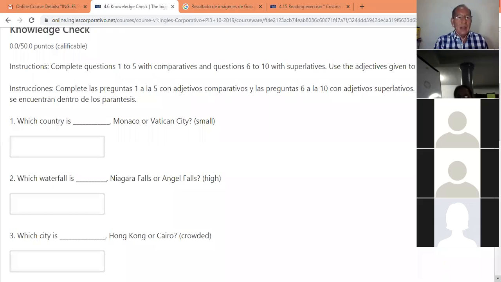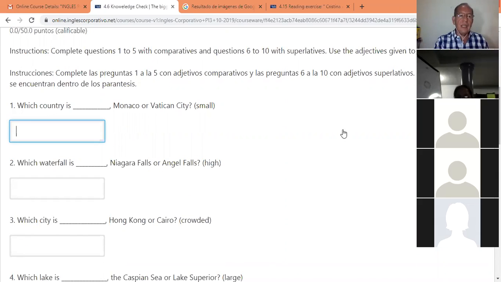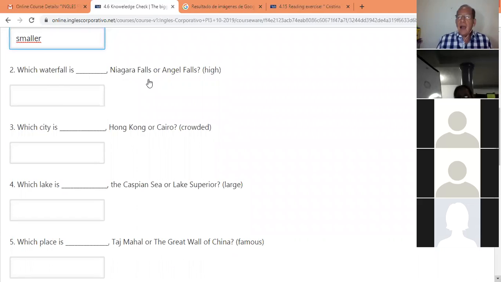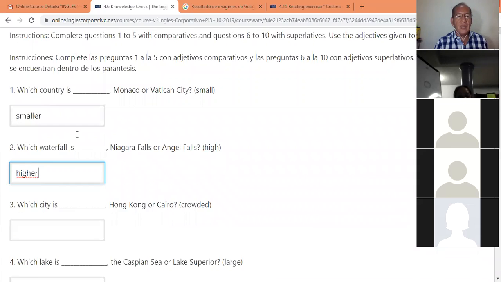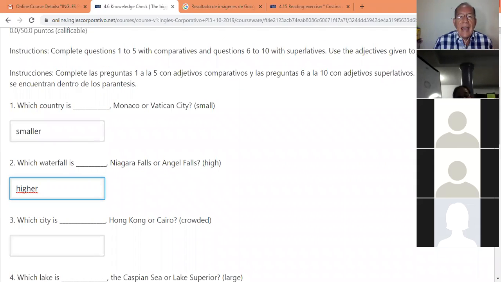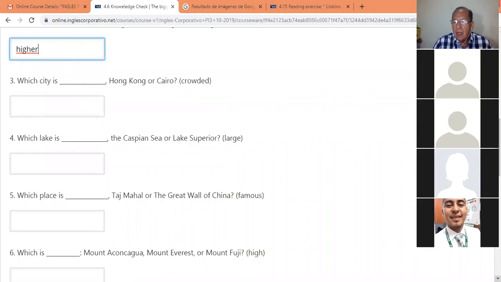All right, number one, which is smaller than. Which is smaller, mono or Betty City? Betty City. It's meant to be smaller. Okay, which one is higher? In this case, we're going to use that, okay? Which one is smaller? Okay, sure.